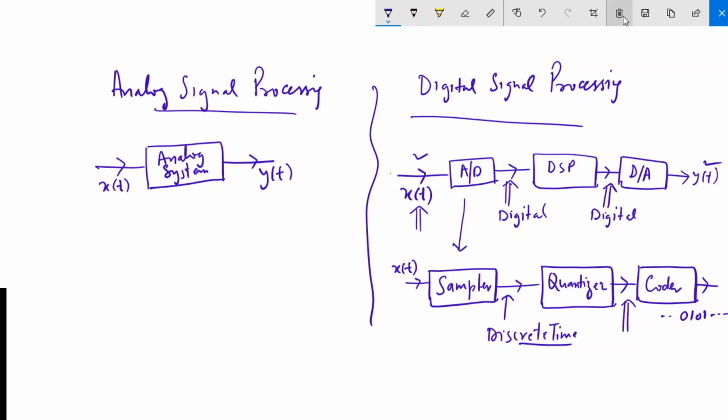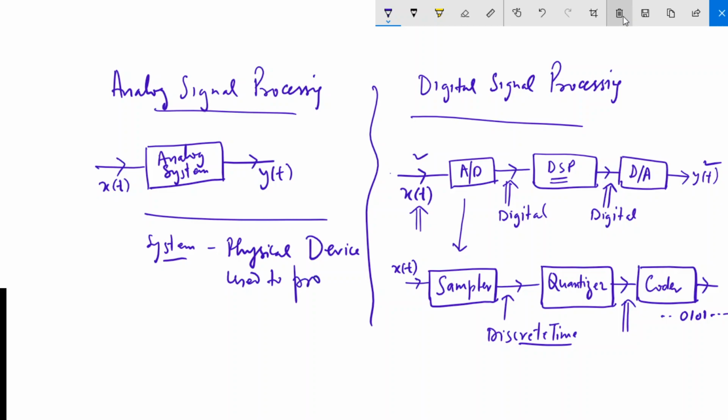Now see why we prefer DSP over analog signal processing. The main concept behind this is that, when you define a system, we have defined a signal as a source of information and mathematically as a function of an independent variable, which is time. Okay. Now when you have a system, a system is basically a physical device used to process a signal.